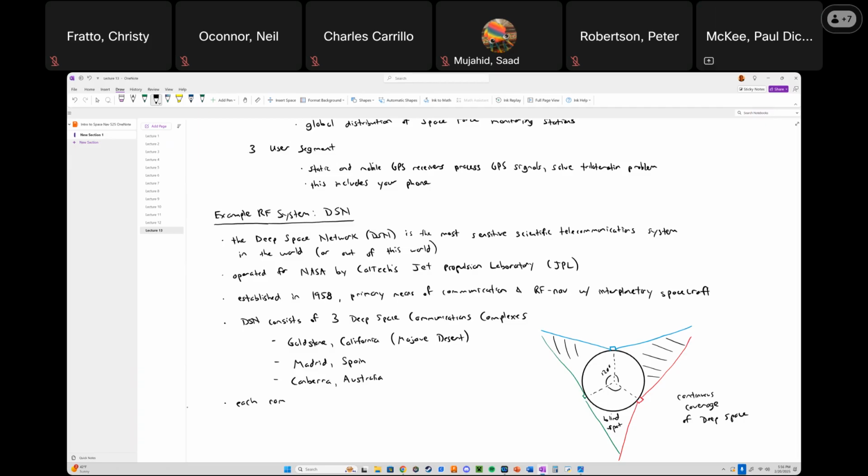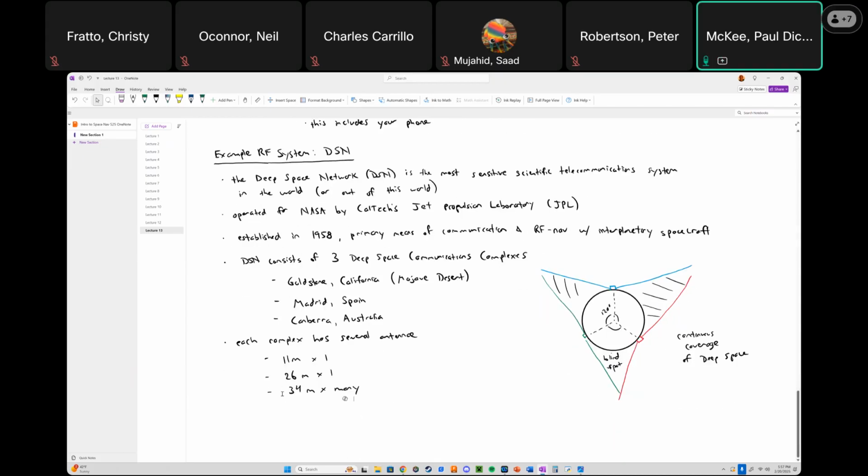Each complex has several antennae. So we've got an 11-meter dish, one of those. You've got a 26-meter dish, one of those. You've got several 34-meter dishes, and then one 70-meter dish. These are diameters. 70-meter dish. So approaching the size of a football field. This is an absolutely massive station.